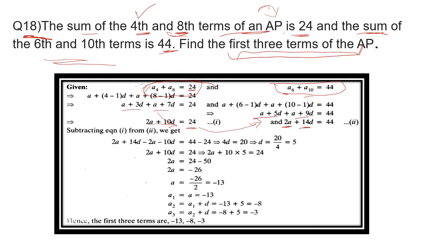In the end, you will get these two equations, which you can easily solve using any of the methods that you have learned, elimination or substitution, and then you will get D equal to 5. After getting the value of D, you put this value in either the first equation or the second equation, and you can easily find the value of A. Here A is equal to minus 13. So our first term is minus 13.